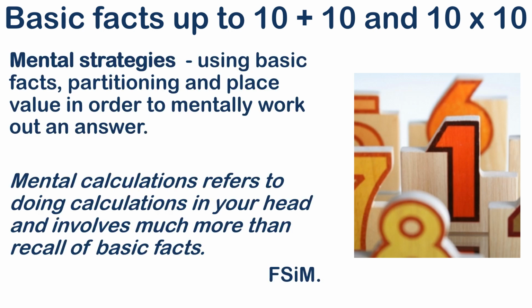So the first steps in mathematics, which you'll hear lots about, mental strategies, just use basic facts, this word called partitioning. And you remember last week I said the language of mathematics can be quite explicit. Partitioning is another term we'll look at later. Place value is another term you need to come to understand if you're not sure what it means. And not just the word place value, but the interpretation of what the different places and their values are in our number system. So we need mental strategies to mentally work out an answer, and mental calculations refer to doing calculations in your head and involve much more than just a recall of basic facts.